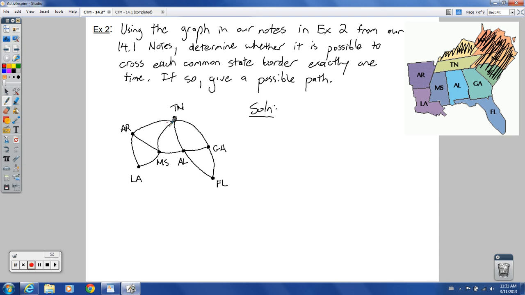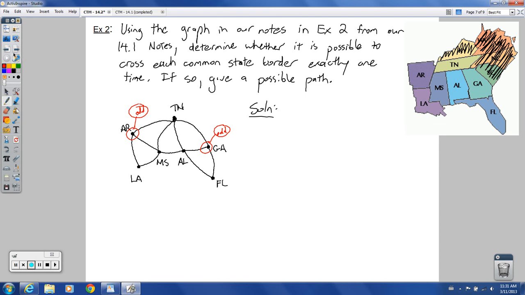So Tennessee, that has 4. This one would be even. So we got 1, 2, 3, 4 edges here. Georgia, this is odd right here. It's an odd vertex because it has 3 edges coming out of it. Florida, that's even. Got 2. Alabama, 1, 2, 3, 4, if I go around in a circle. Mississippi, 4. Louisiana, 2. And Arkansas, it's got 1, 2, 3. So that would be odd as well.